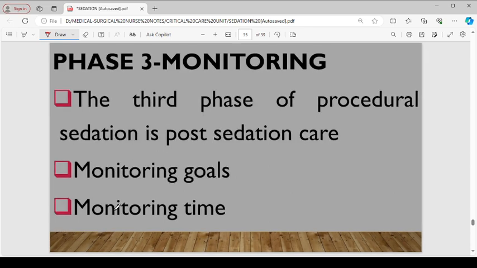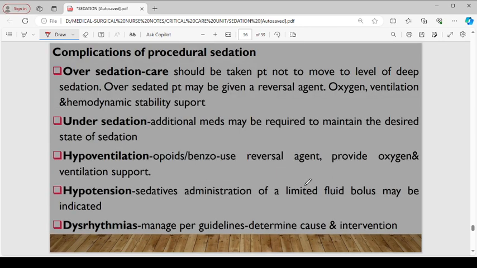Okay, fine. Phase 3 is about the monitoring, and the third phase of procedural sedation, which is the post-sedation care. Remember we had the 3 phases, this is the third one. So here we have to monitor our goals and we monitor against our time. So we have to look for the complications. First complication is over-sedation, where care should be taken not to move to the level of deep sedation. Remember, an over-sedated patient may be given a reversal agent. So oxygen, ventilation, or hemodynamic stability support may also be offered for this particular patient.